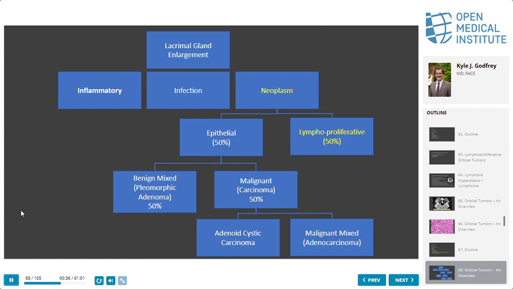Within the epithelial lesions, again, they break down about half and half into benign lesions, typically the pleomorphic adenoma, or malignant lesions, which are either pleomorphic adenocarcinoma or adenoid cystic carcinoma. We'll treat these separately. It was a little confusing when I was first learning about these, but the pleomorphic adenomas can convert to pleomorphic adenocarcinomas, whereas adenoid cystic lesions are a totally separate tumor type.